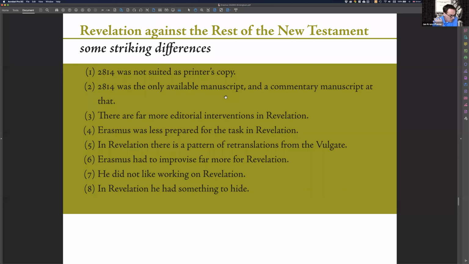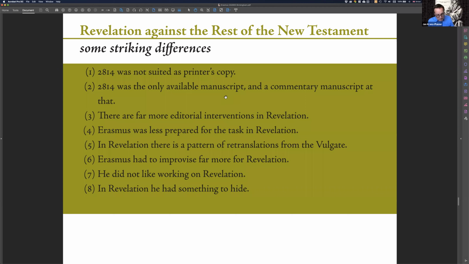And in the case of Revelation, Erasmus had to improvise far more than in the other parts of the New Testament. He did so contre cœur, not only because of his tremendous workload in those years, but also because of his low view of the book.